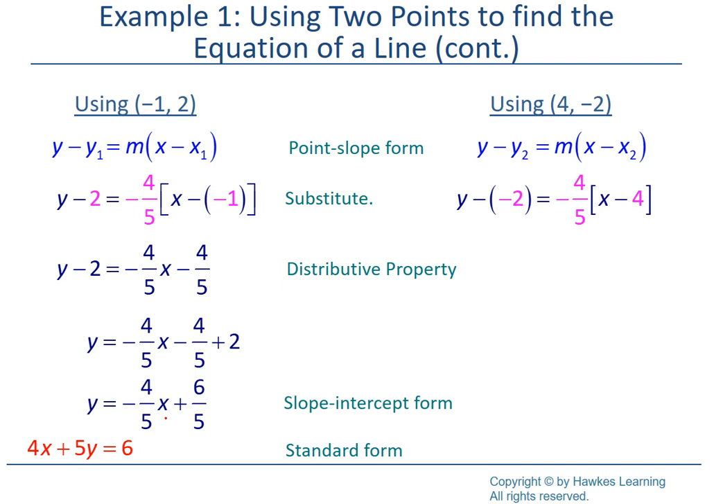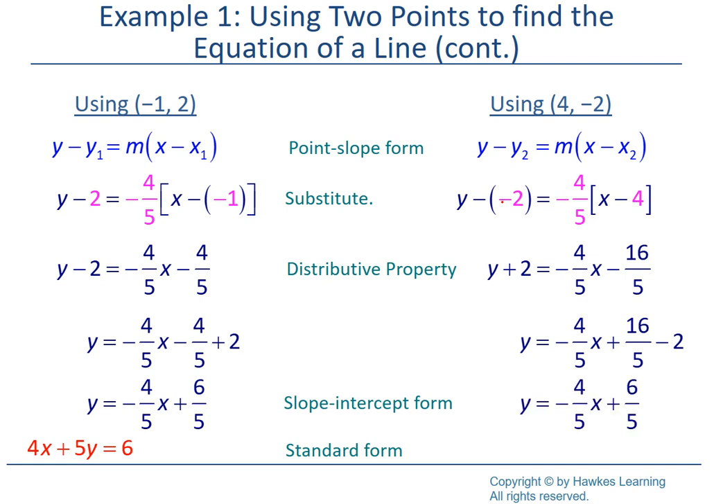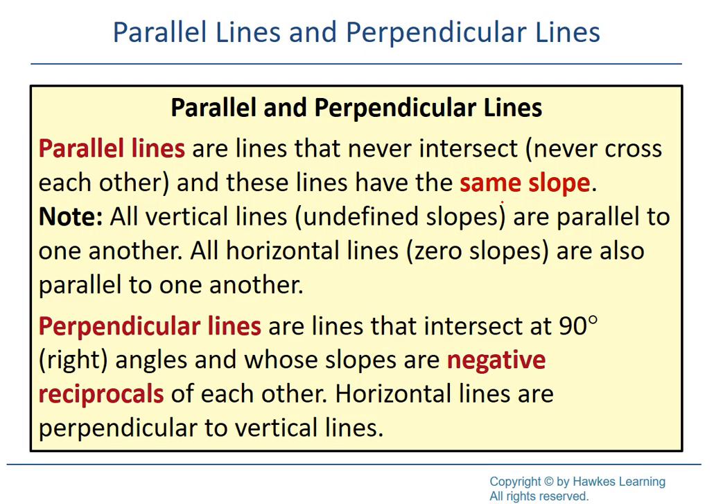Again, the slope's the same. Put in the 4 as your x value here. There's the 4. And then the negative 2 as your y value. But remember, the opposite of a negative 2 makes this now a positive 2. And we have that. But see, getting rid of those fractions makes it a little easier to solve, and you end up with exactly the same slope-intercept form, and standard form is the same. Okay, so we're going to do a little bit of work here on parallel and perpendicular lines.